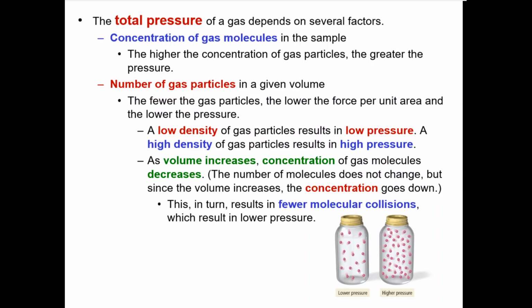Okay, so as volume increases, the concentration of the gas particles decreases. Think about that. If I have a smaller container versus a bigger container, and I take the same amount of gas and put it into a larger container, I've increased the volume, so now I essentially have lower density. My concentration goes down. In turn, I'll have fewer collisions, so I'll have a lower pressure. Hopefully this makes sense intuitively. If I have more gas at higher density, I have higher pressure. If I have lower density of gas, I have lower pressure.